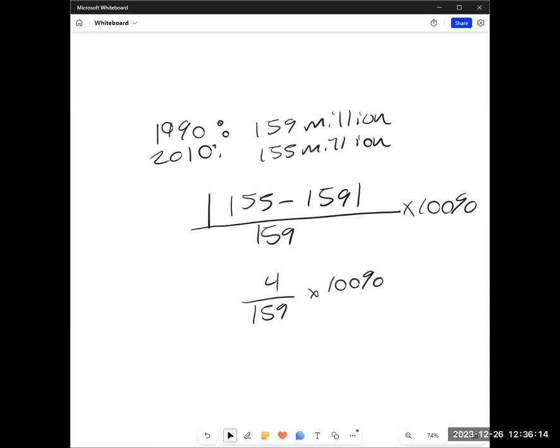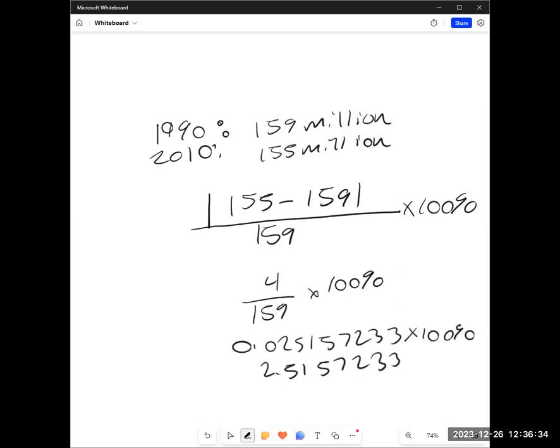Four over 159 is 0.025157233 times 100% is 2.5157233%, and we are told to round to one decimal place. So this is 2.5%.